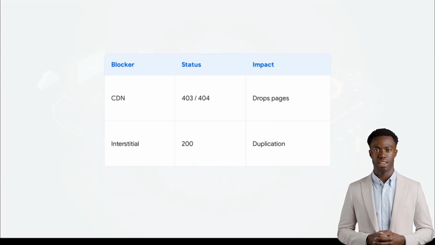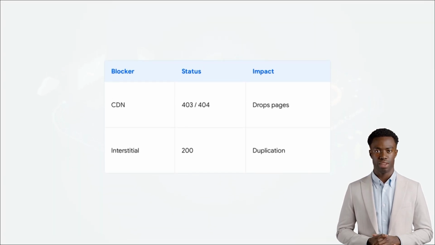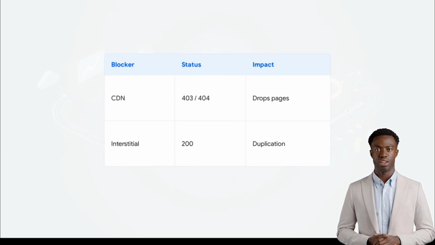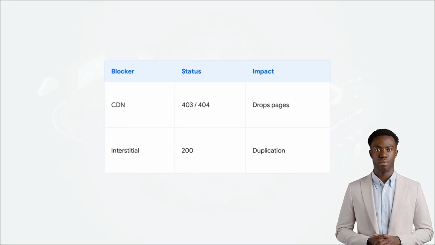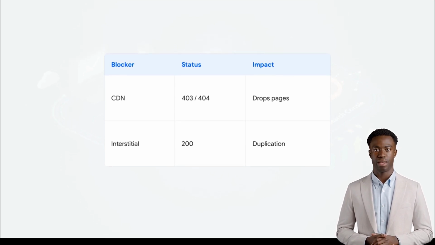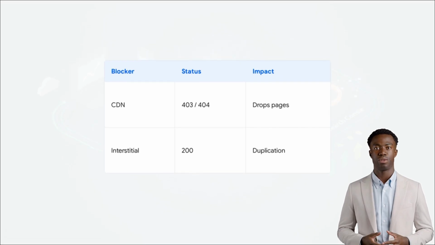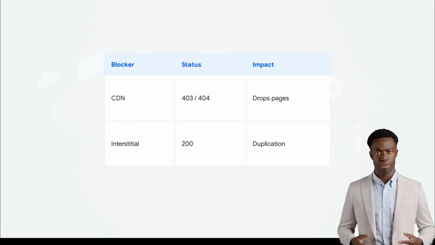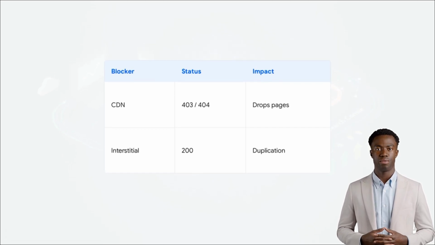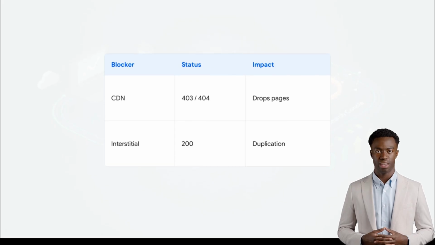Now, relying on that true data, let's look at how your own hosting setup might actually be sabotaging you. Say your CDN turns on heavy bot protection. It might start serving mass 403 or 404 errors to Google, which drops legitimate pages out of the index entirely. But honestly, the absolute worst is the interstitial.